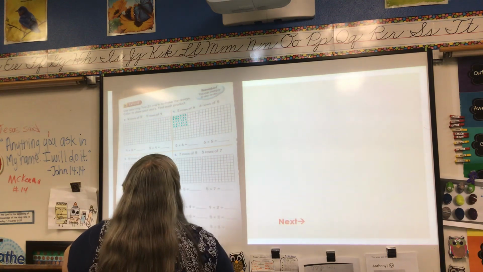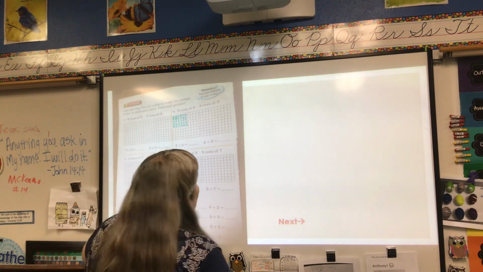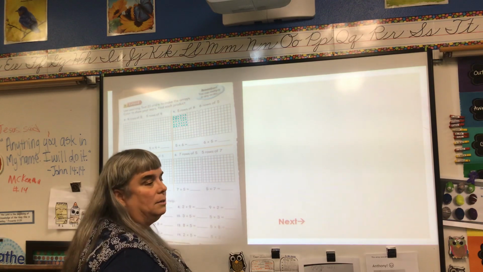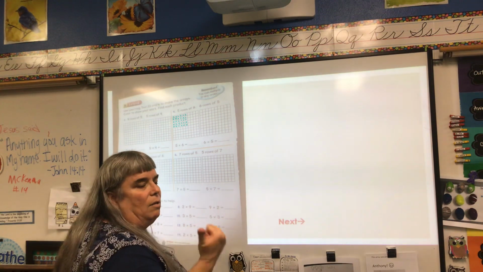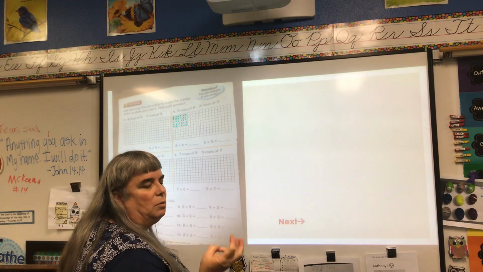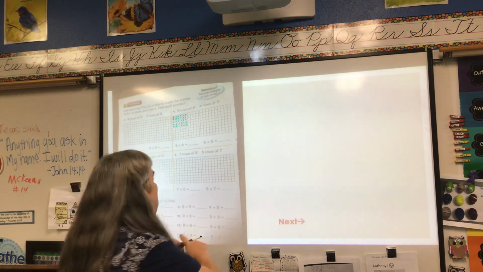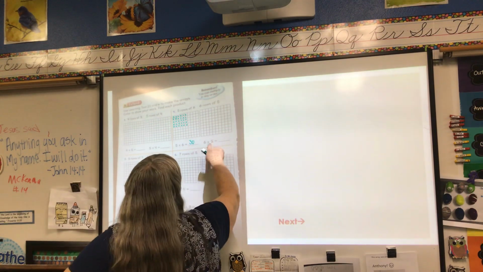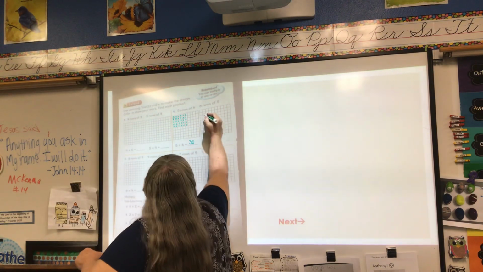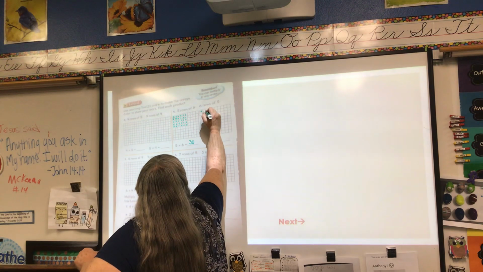So 5 times 6. I like skip counting by 5s. Makes it easy. It does. It's like we're counting by nickels, right? 5, 10, 15, 20, 25, 30. So my answer is going to be 30. And I know it's going to be the same answer, but I'm going to make sure I do this correctly.